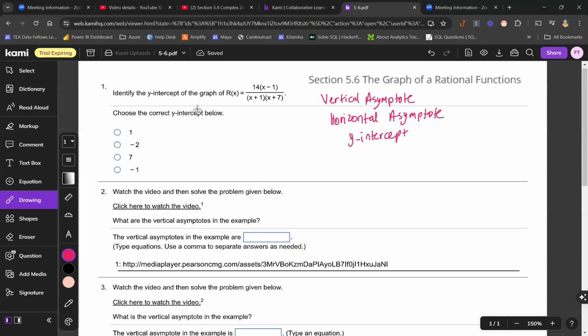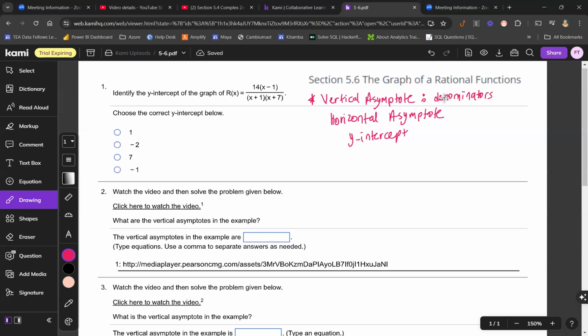So identify the y-intercept of this rational function. Rational functions look like fractions. They will have a numerator and they will have a denominator. Their most important characteristic is they have a vertical asymptote. These are vertical straight lines that these functions are not supposed to touch. If they touch the vertical asymptote, they become undefined. To find the vertical asymptotes, we will always look at the denominators.